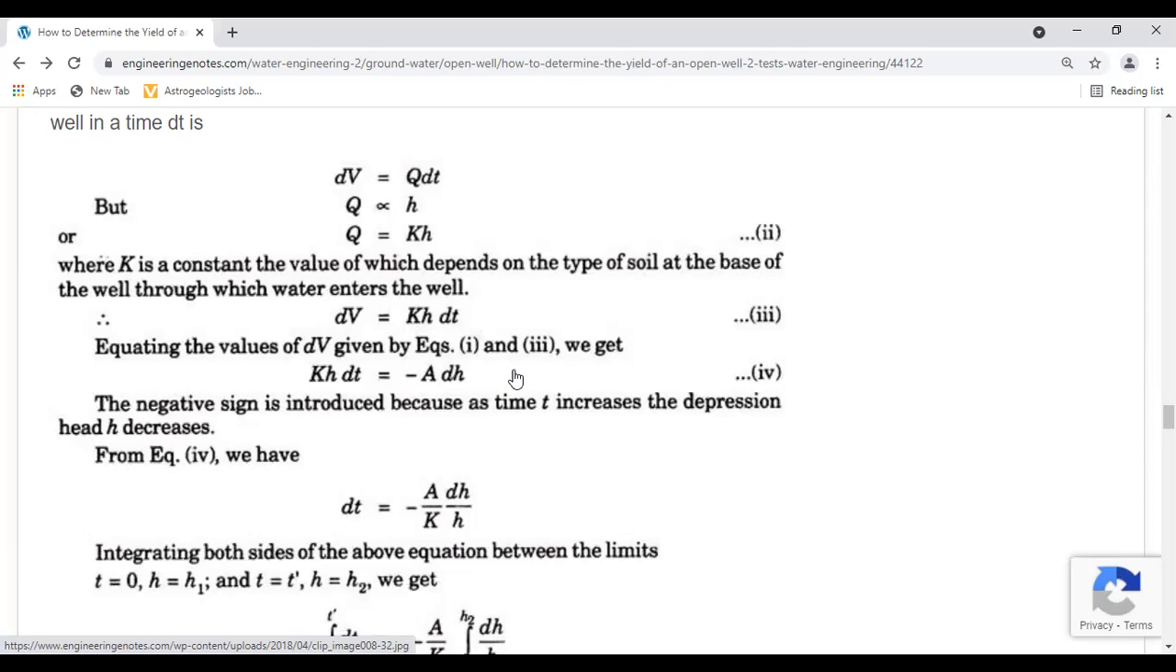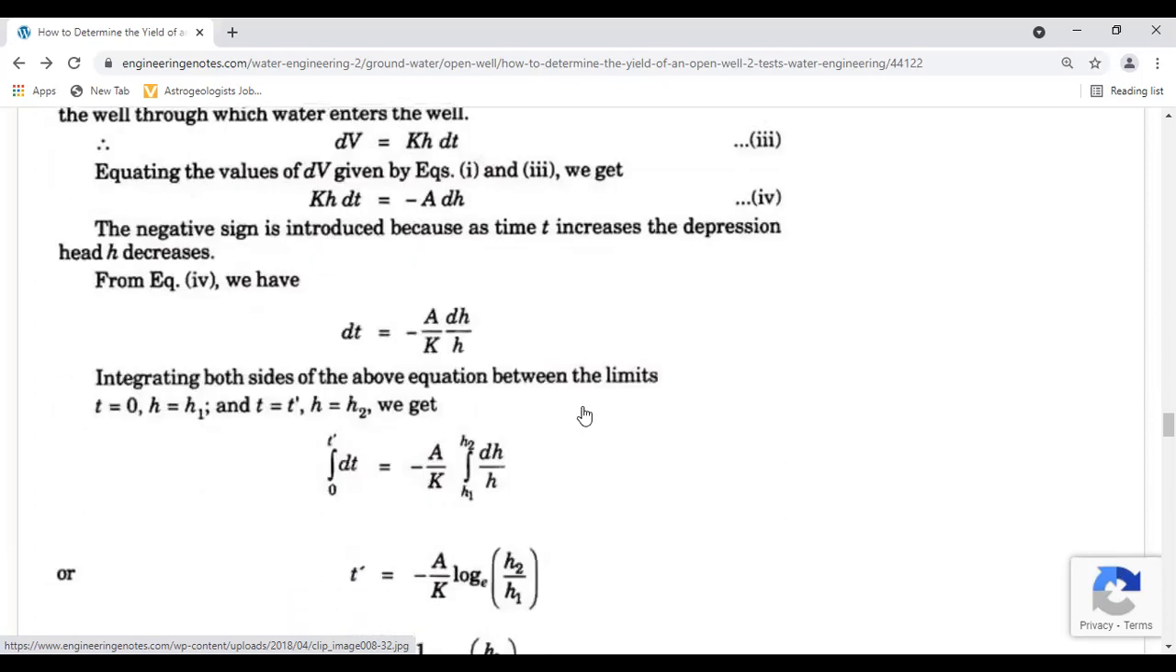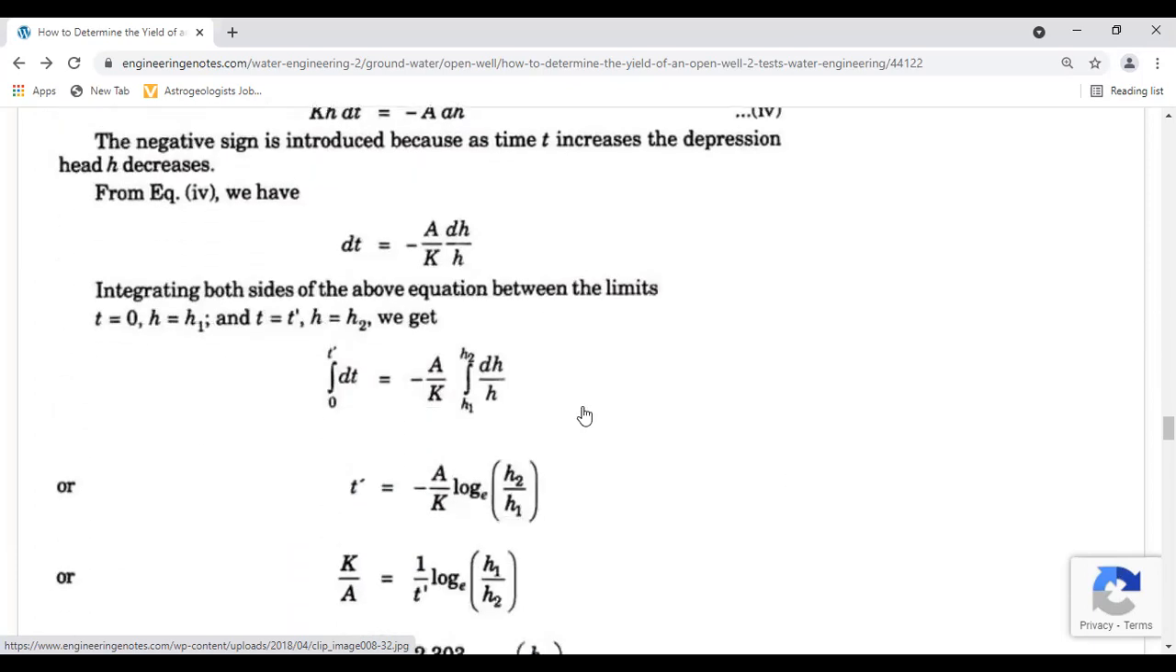Integrating both sides of the above equation between the limits t is equal to 0, H is equal to H1, and t is equal to t dash, H is equal to H2, we get the integral from 0 to t of dt is equal to minus A by K into the integral from H1 to H2 of dH by H. So t naught is equal to minus A by K log e H2 by H1.